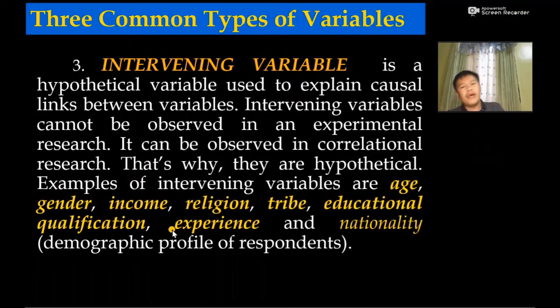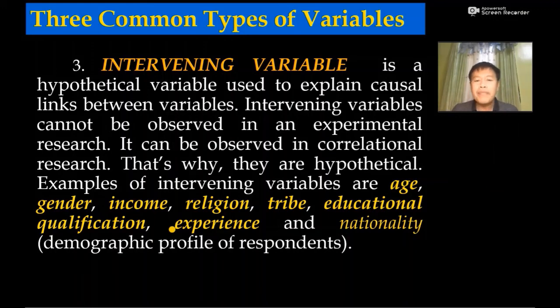Okay, the third variable which is of importance in conducting a non-experimental research as well as experimental research is intervening variable. When I say intervene, for instance, you have two friends who are very close to you and they have a conflict with each other. What you're going to do is to intervene between them in order to resolve the issue. So that is the meaning of intervening variable.